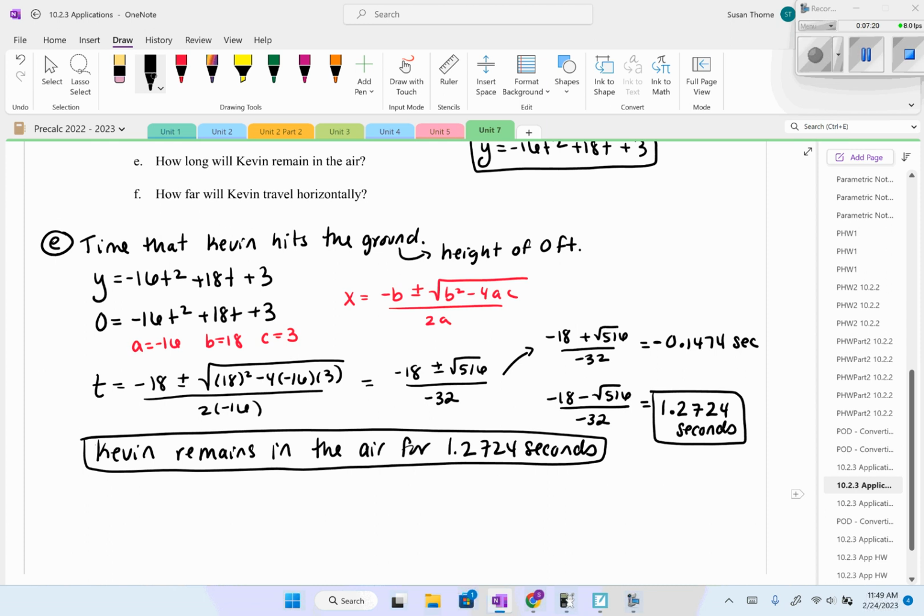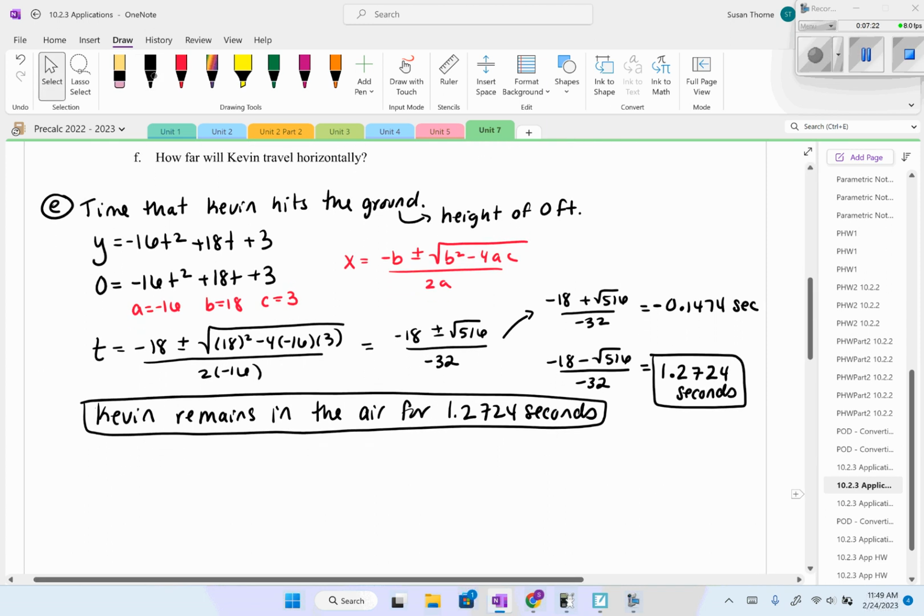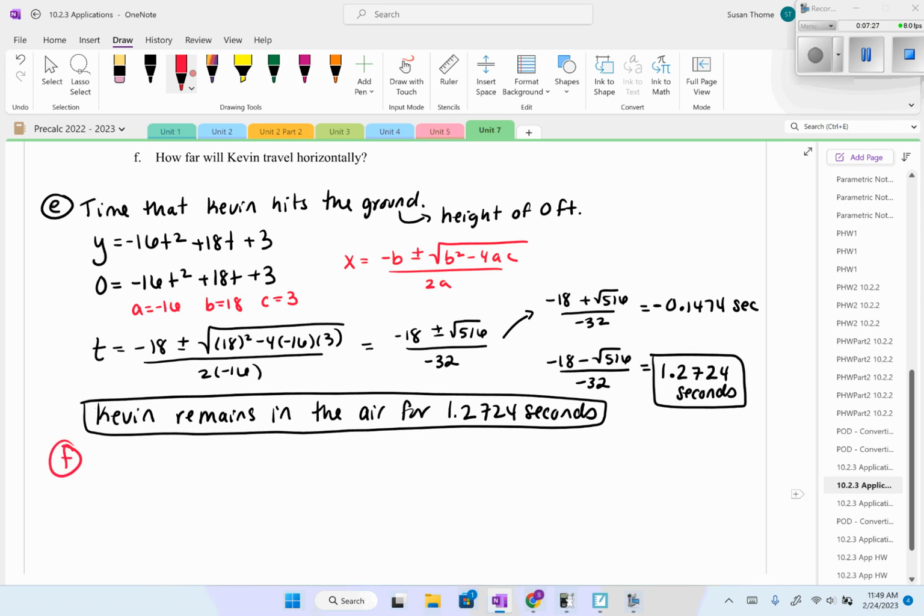So the next question says, how far will Kevin travel horizontally? So for F, if we want to figure out how far he's actually traveled when he hits the ground, then of course we're going to be using the time he's in the air for. So we want the horizontal movement. Remember, this one was the vertical. So for the horizontal movement, we know we're using the time as 1.2724 seconds.